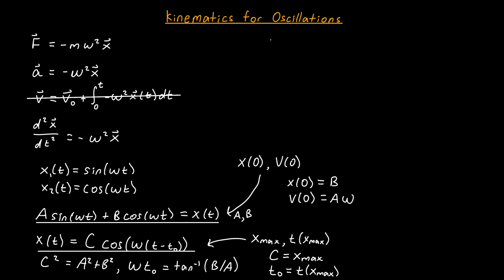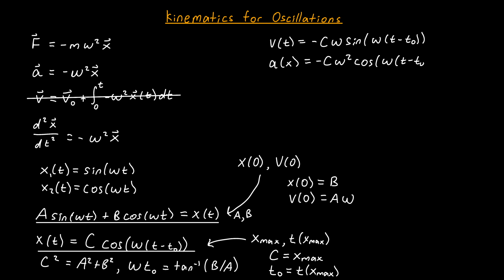If we work with the second form, then the velocity as a function of time will be minus c omega times the sine of omega (t minus t0), just from taking one derivative. And the acceleration as a function of time will be minus c omega squared cosine of omega (t minus t0).